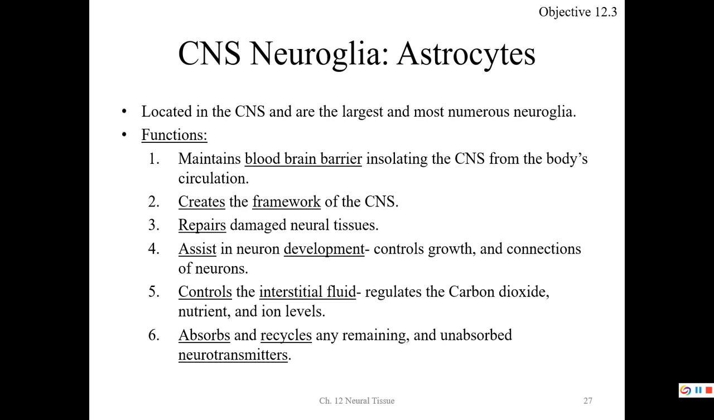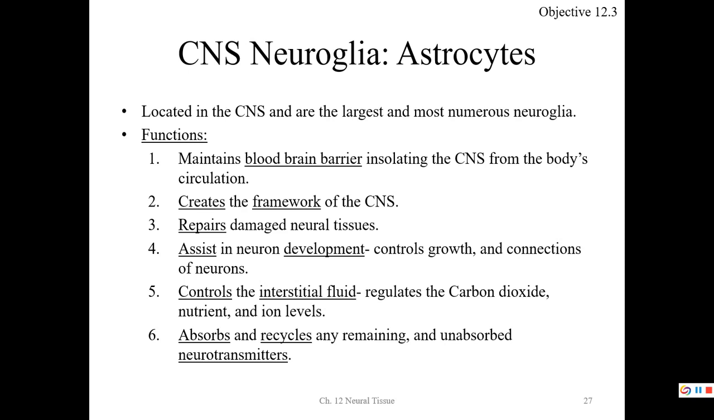One of the things they do is maintain your blood-brain barrier, so they isolate the CNS from blood. They create a framework for the CNS, so they create structure. They repair damaged neural tissue, so if neural tissue does get injured, they help repair it. They also help control growth of neurons and help make connections of neurons, so they assist neuron development when synapses happen.